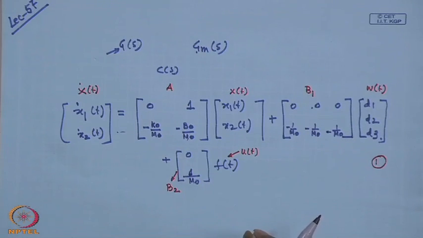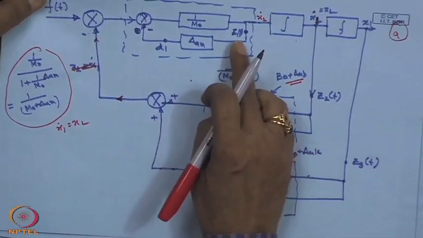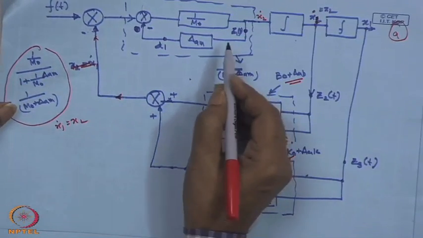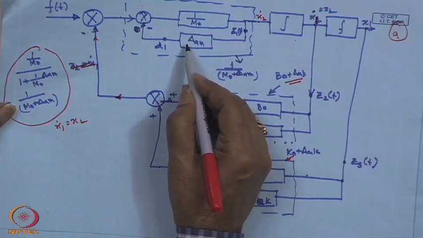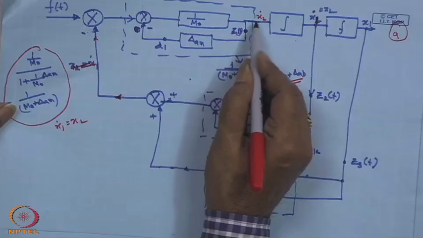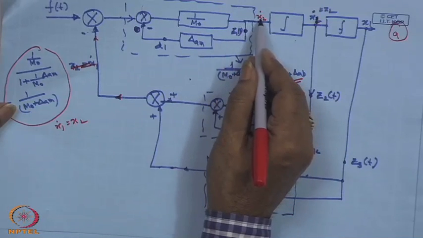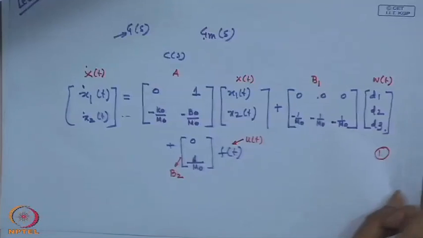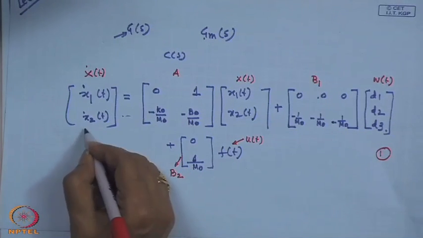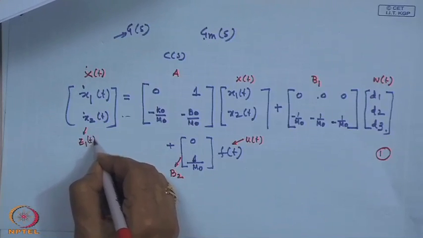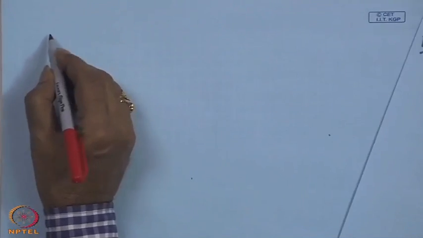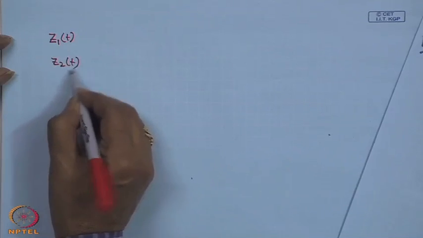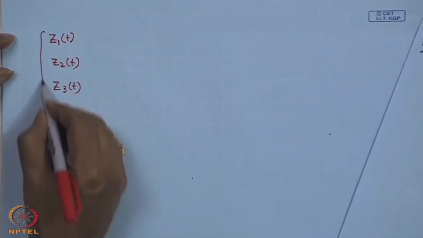Then further we can write it. You see the expression of z1, how it is related with d1. z1 is nothing but z1 multiplied by delta AM, agree? And z1 is what? It is nothing but X2 dot. So, I can write the z1 expression same as the X2 dot expression, this one. This is nothing but our z1 of t. So, if I write those signals z1 of t, z2 of t, z3 of t, we can write it.